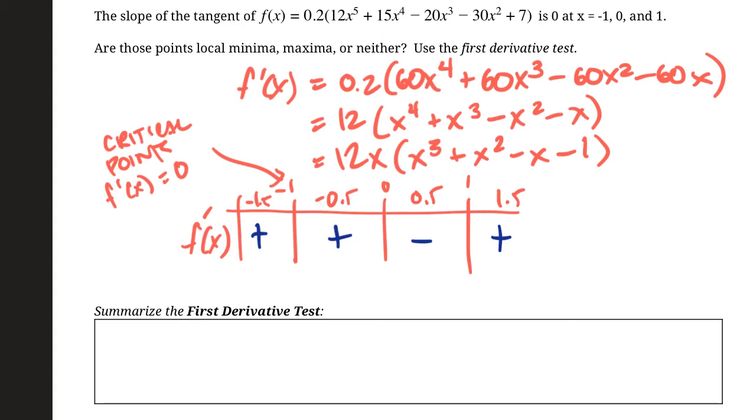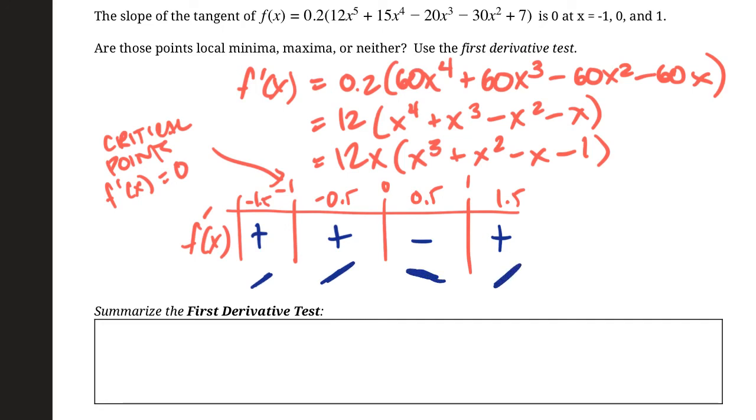So once we have this table, we actually have a pretty good understanding of the function, because what this tells us is when x is less than -1, the function is increasing. When it's between -1 and 0, the function is still increasing. When it's between 0 and 1, the function is decreasing. And when x is greater than 1, the function is increasing. So essentially, here the function is increasing, here increasing, here decreasing, and here increasing.